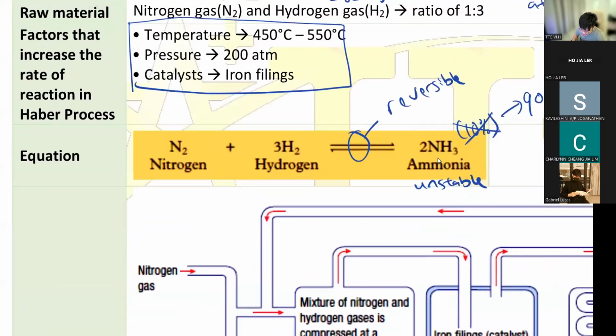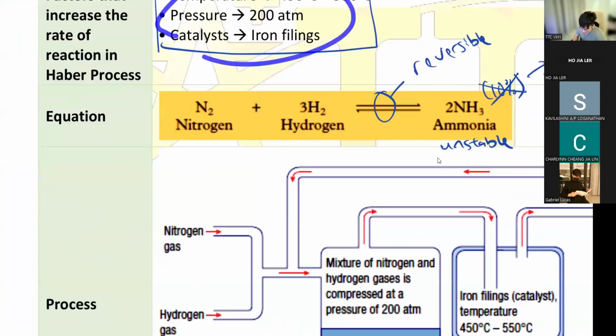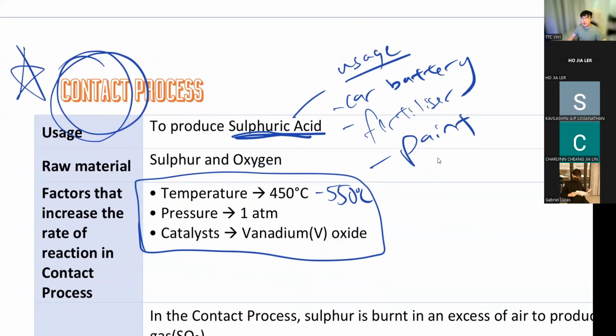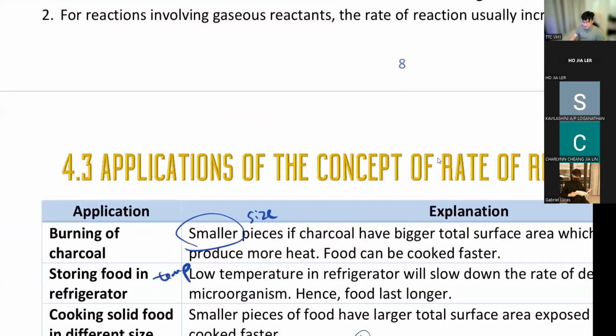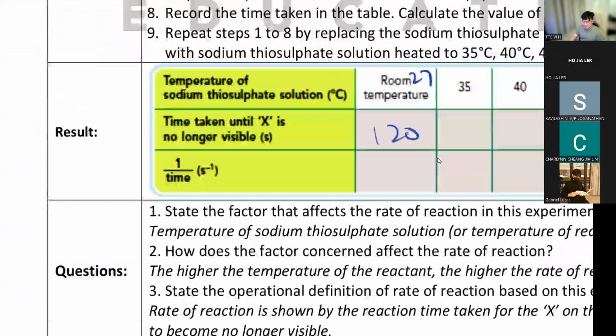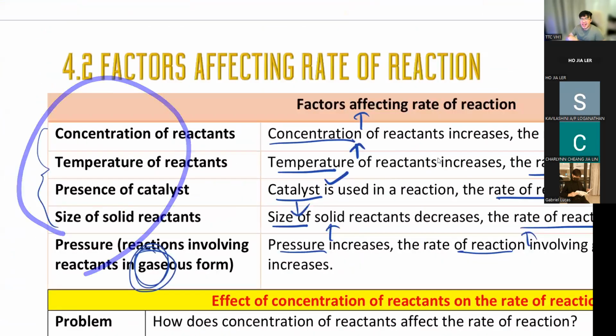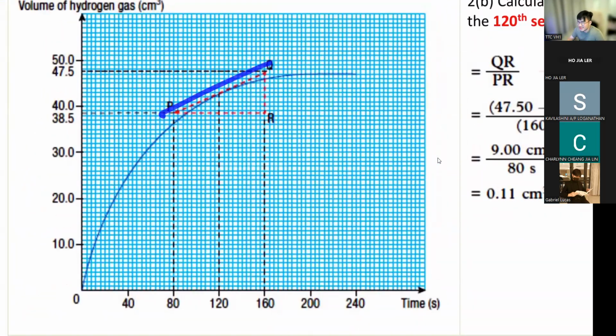Right? So these 3 conditions from your Haber process, these 3 conditions from your Contact process, that's all you need to know. That is all you need to study for. I would say, guys, these two parts are the most important parts of this chapter. The second most important would be the factors. And the last, not really important one, is actually your graph.